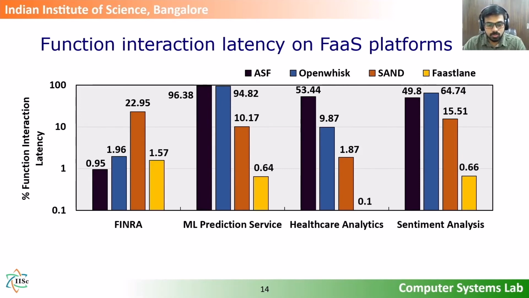Faastlane spends at most 1.6% of total execution time on function interaction latency. This is significantly better than other platforms because communication is via loads and stores wherever possible. Note that the percentage function interaction latency of Step Functions in FINRA is smaller than Faastlane. This is because the end-to-end latency in Step Functions is very high. In terms of raw numbers, Faastlane performs better than Step Functions even in the case of FINRA.